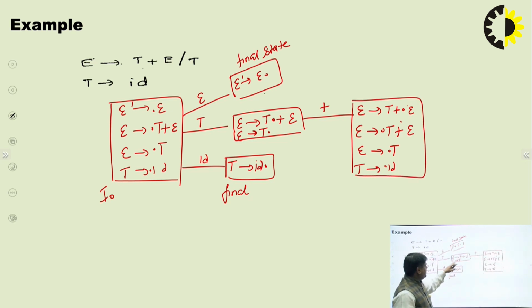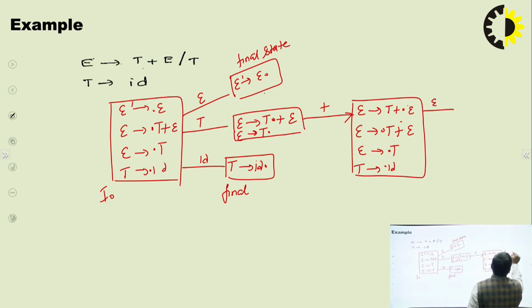No further explanation. This has also been explained. Now we explain this one. Now here E and T, E tends to T plus E dot. This state has been completed and this is the final state.